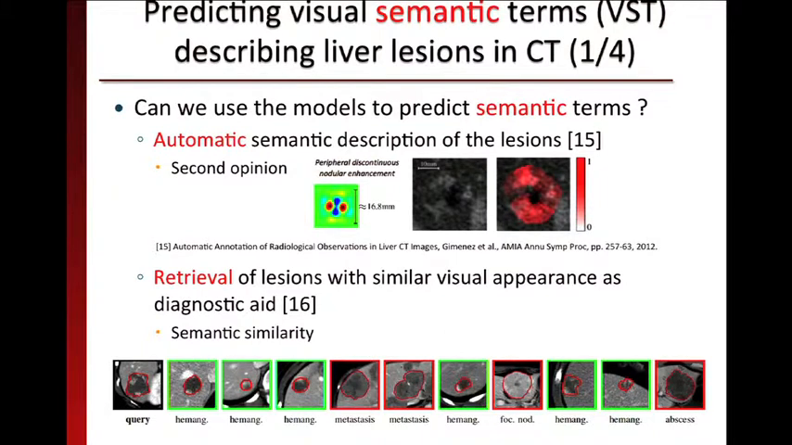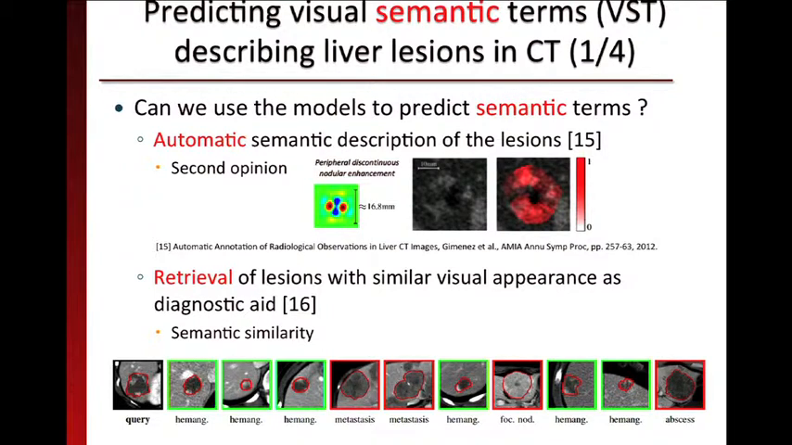So if we can do that, we can achieve 2 goals. First, we can assist the radiologist with an automatic prediction of semantic terms within the lesion. So it will provide a second opinion to the radiologist. And then if we are able to do automatic prediction of semantic terms in a large cohort of patients, imagine, for example, the whole PACS of the hospital, then we can retrieve liver lesions with similar visual appearance. And so that could be useful as a diagnostic aid.